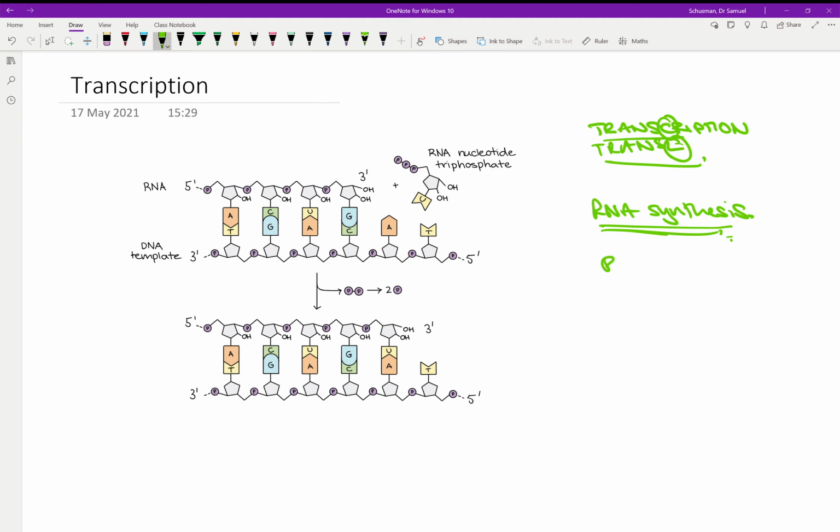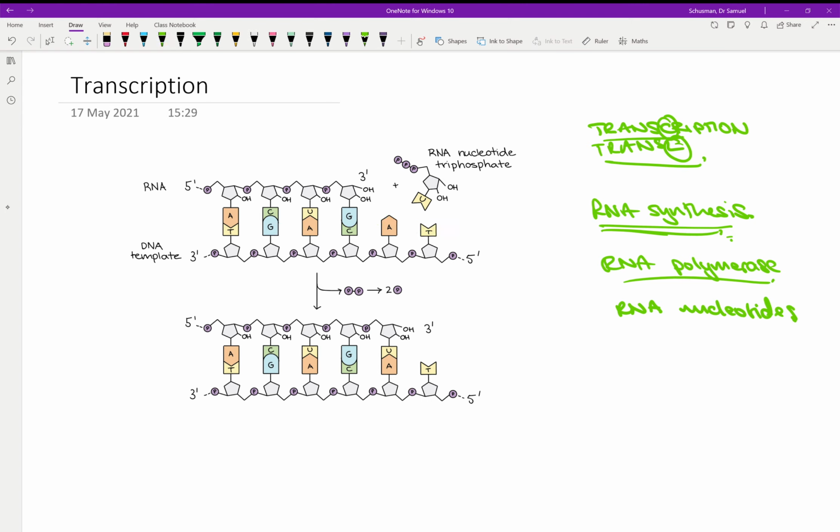So we're going to use our RNA polymerase because RNA is a polymer of RNA nucleotides, which we've learned about earlier on. So how does it work? Well, the DNA gets unzipped, which we'll talk about later, and once it's unzipped you get exposed bases. You get these exposed bases.